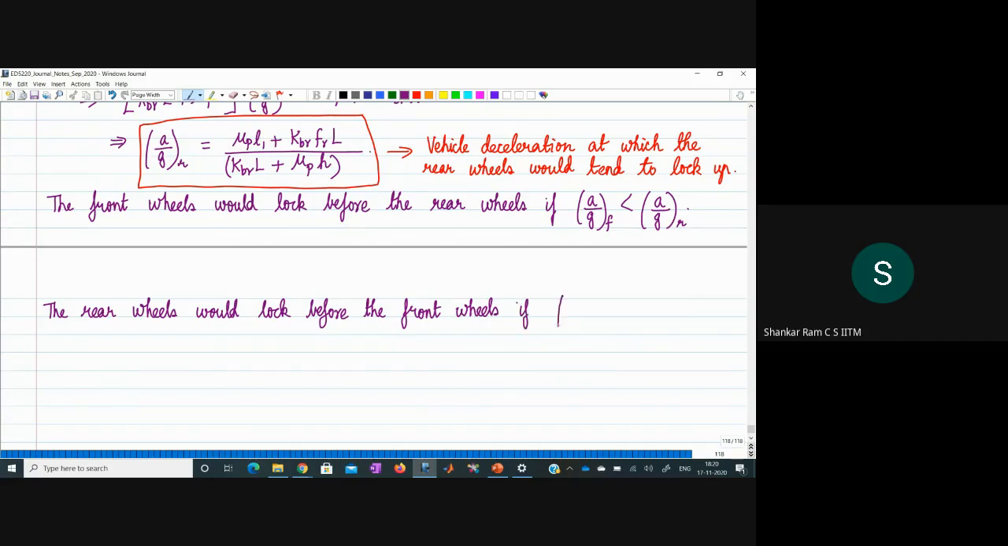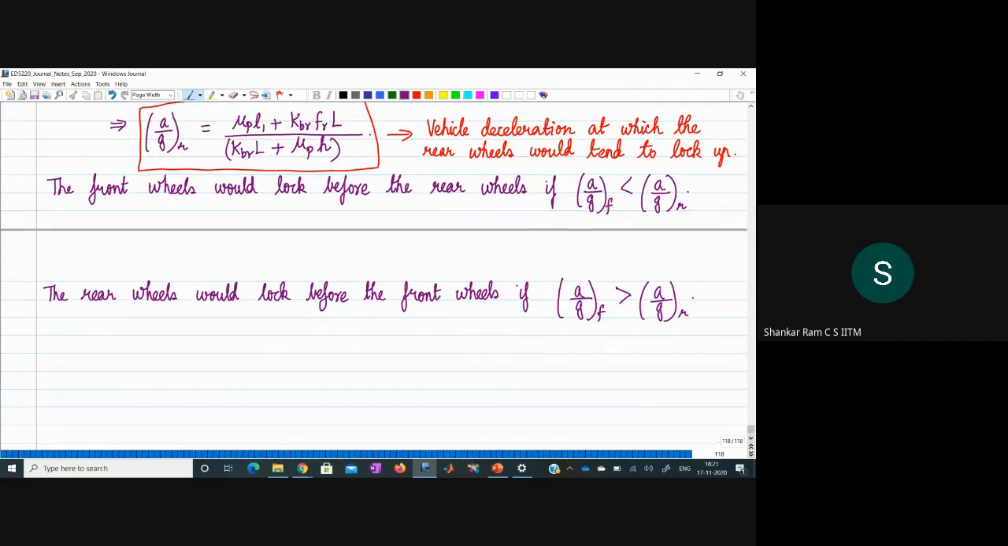If A by GF is greater than A by GR. Okay, so in other words, if A by GR is less than A by GF. All right, so that's what will happen. All right, so this is the main takeaway from this discussion.